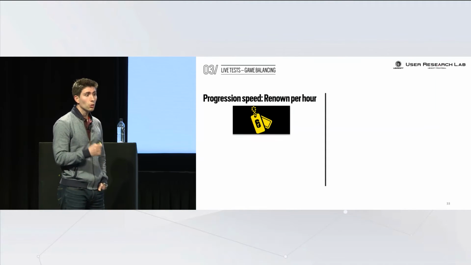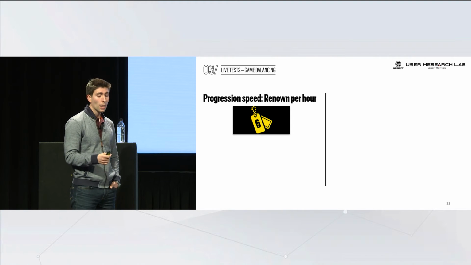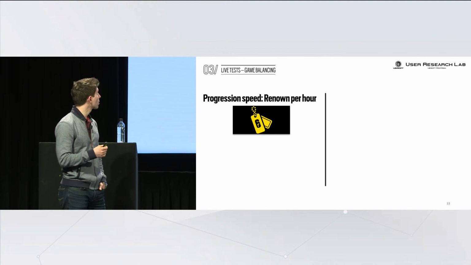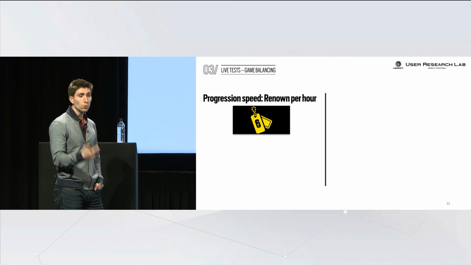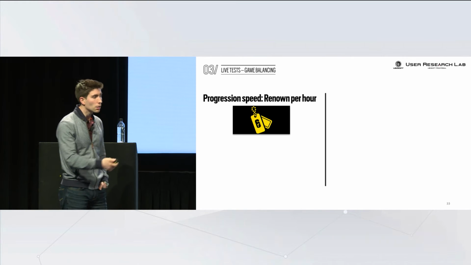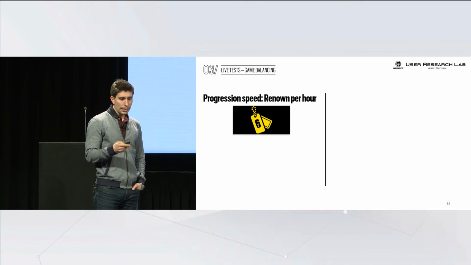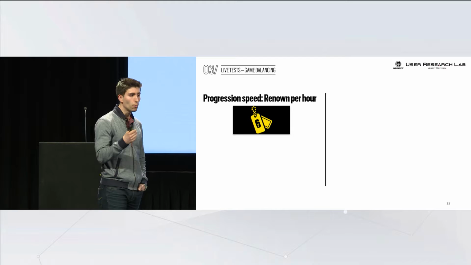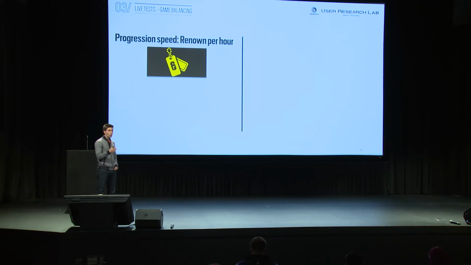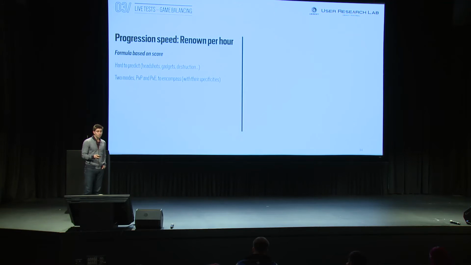The renown is the soft currency in Siege. You use that to unlock new operators, new weapon attachments, skins, and such. And it is based on the score of a match. So the more you play matches, the more you win matches, the more you do headshots, you use gadgets, you use destruction of the environment, the better your score will be, and the more renown you will gain at the end of the round or at the end of the match.